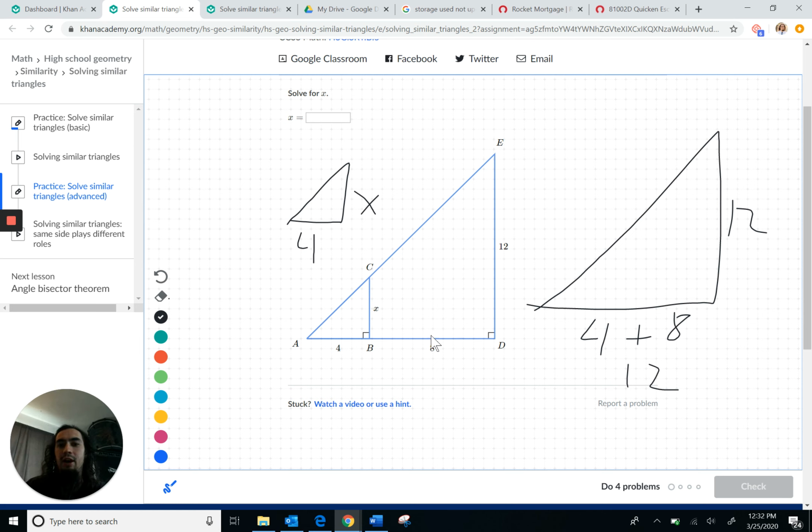Now I want you to notice that I'm not using just 8 here, because 8 is not the length of the whole triangle. It's just from here to here. The whole triangle is 4 plus 8. Yeah?